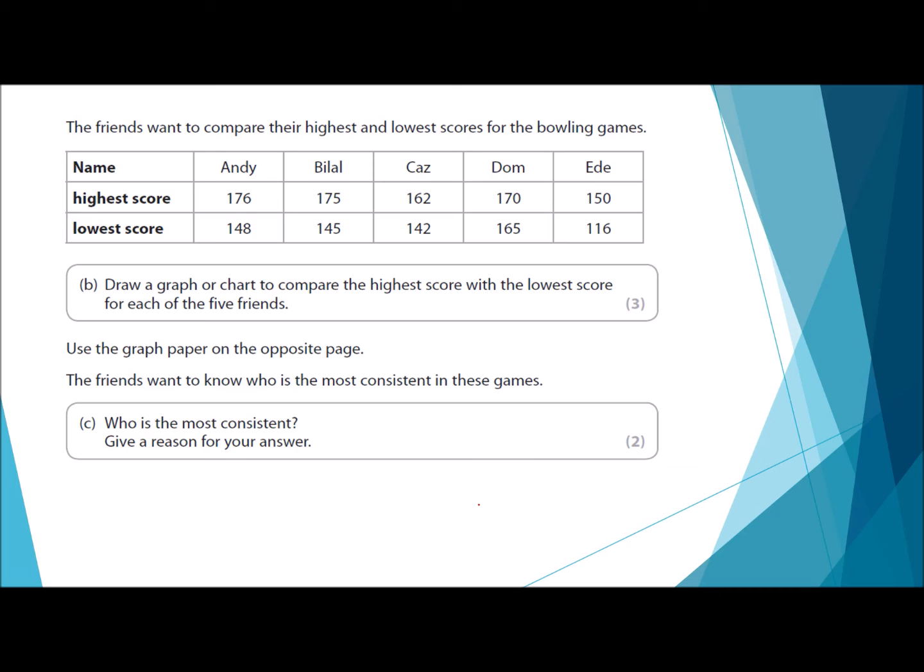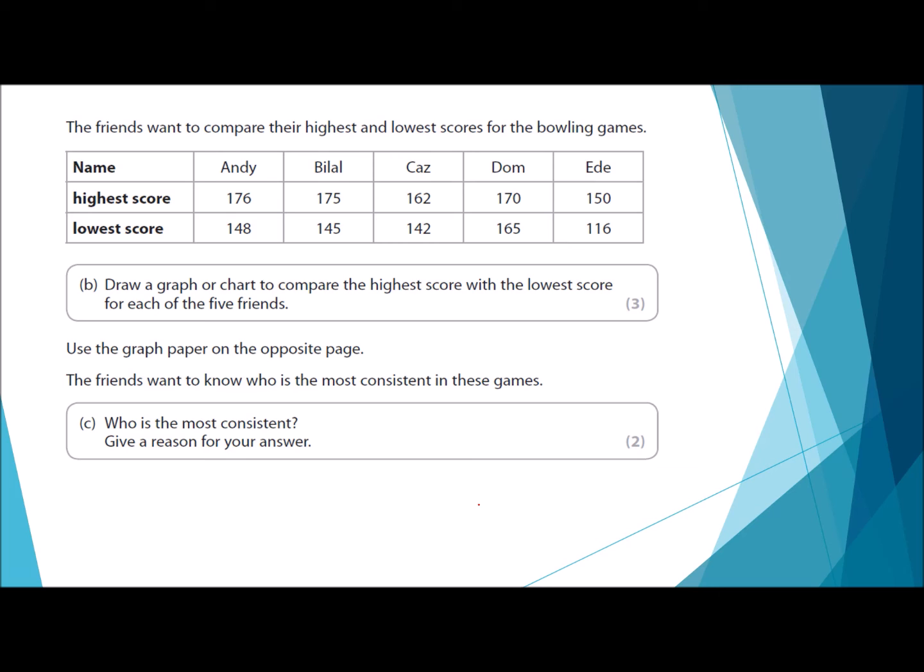Let's have a look at another graph. So the friends want to compare the highest and lowest scores for the bowling games. To draw a graph or chart to compare, and they give you some graph paper for this one. The friends want to know who's the most consistent in these games.